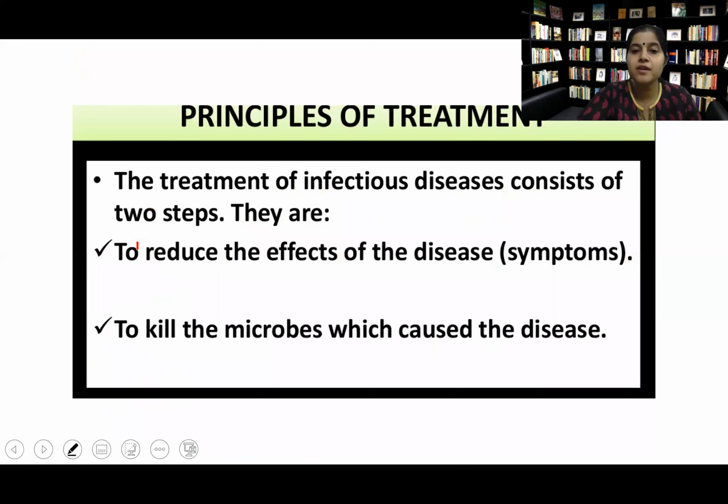Now the principle of treatment. If we know the principle of treatment, on what basis we can start the treatment, only then can we get a better result of cure. The treatment of infectious diseases consists of two steps. First, to reduce the effect of disease. By any means we have to reduce the effect of disease.